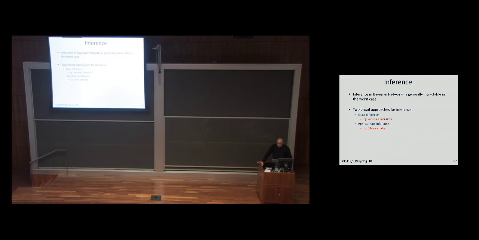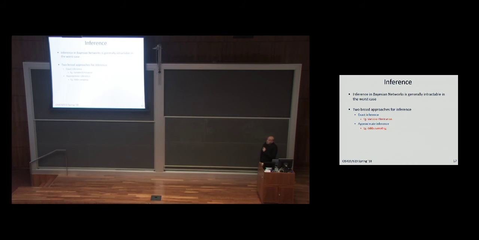Okay, so how do we do this? Inference, as I said, is intractable in the worst case, and has in general two broad approaches. One of them is exact inference. It's hard, but can be done. I'm going to give a quick example of something called variable elimination, just to give an idea of what exact inference is. The other could be approximate inference, and I'm going to give an idea of what that is using an approach called Gibbs sampling.